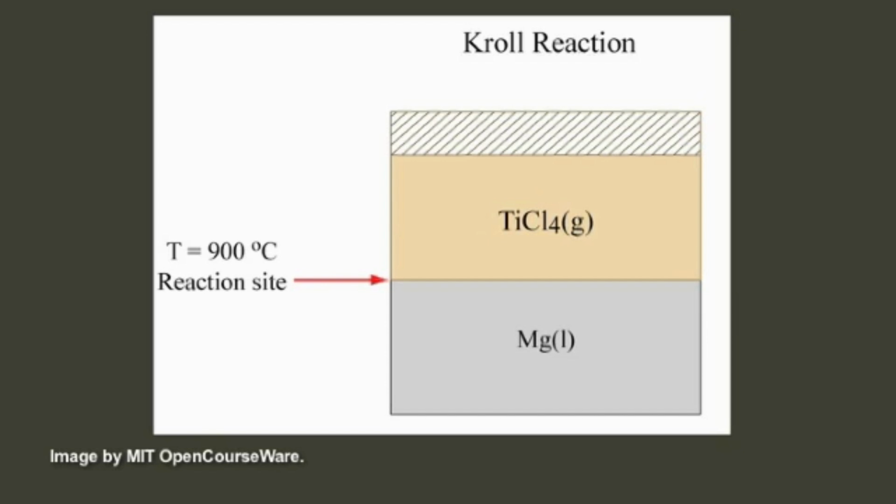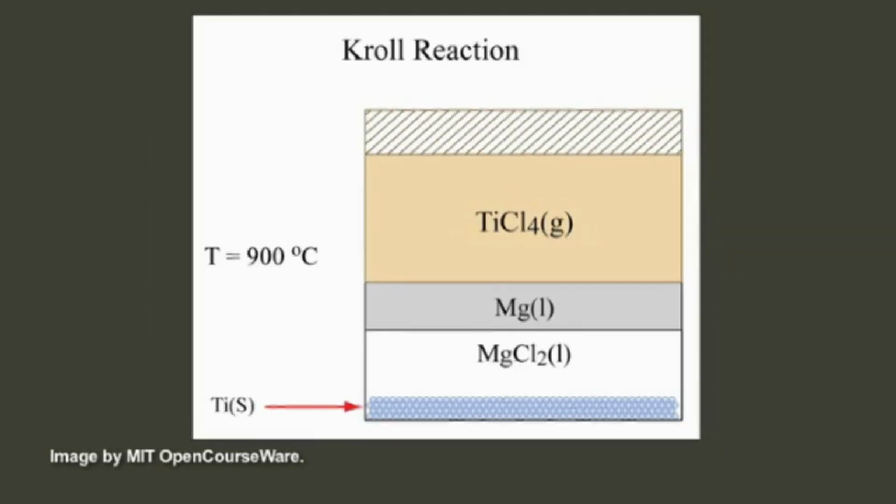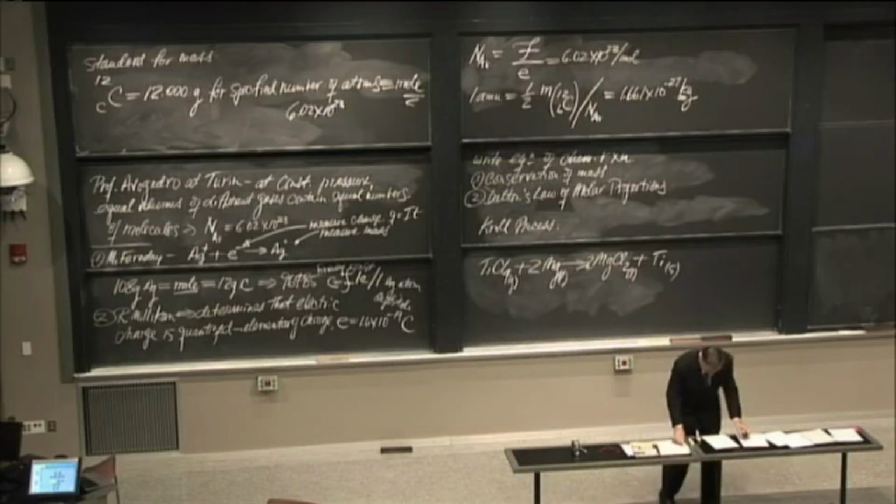See, I'm talking metallurgical now. TiCl and mag, that's what you make. All right? So that's how we make titanium, first step, and so on.